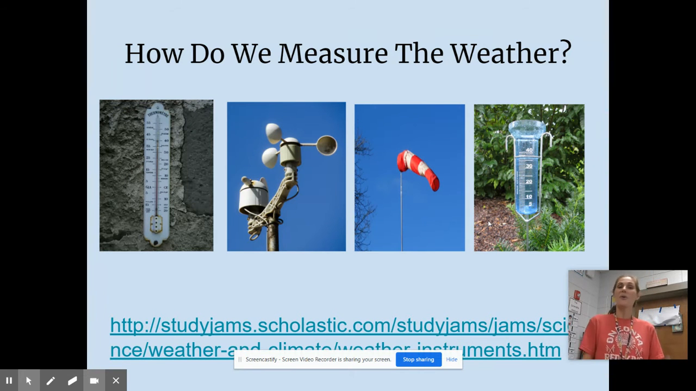All right, so we also start talking about weather instruments. And there are 4 main ones that we need to know.